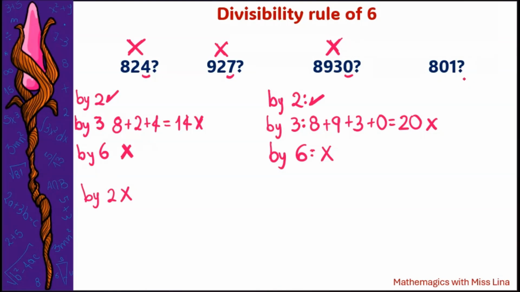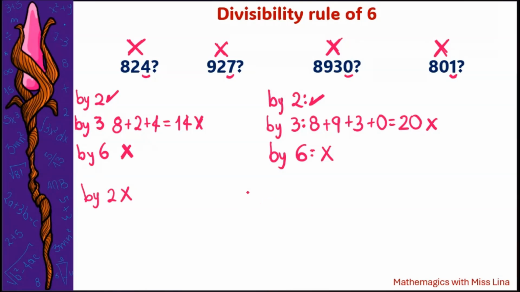This one, the last one, is already an odd number. It's not going to be divisible by 2, so it's not going to be divisible by 6. So, well, none of them were divisible by 6. Let's put an example of a number that is actually divisible by 6, so you can check what I mean.